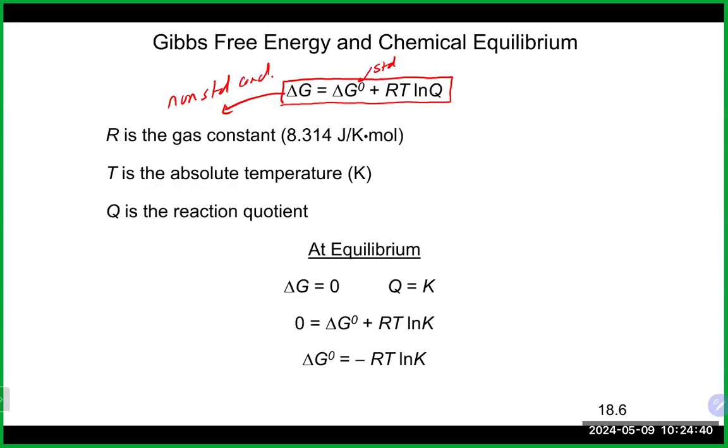The rest of this is normal fare here. Our R is the gas constant. It is the one with energy, so that's 8.314 joules per Kelvin per mole. Our T is our temperature that does need to be in Kelvin, like normal. And our Q is the same Q that we've seen in multiple places throughout some chapters.